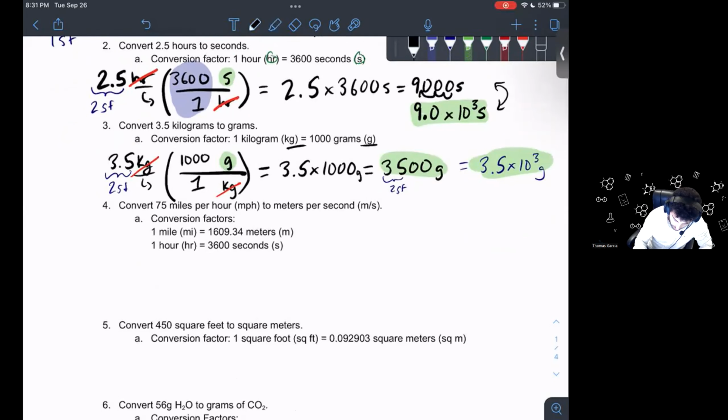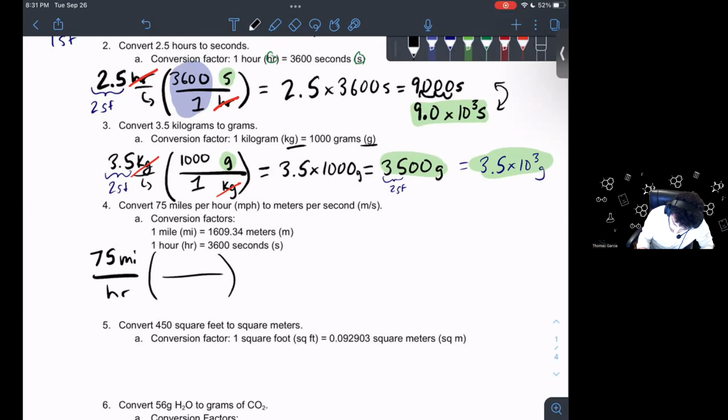All right, moving on to one of our more challenging questions: 75 miles per hour. We want to convert that to meters per second. I'll try to make this a little simpler in the way I write it. I'm going to say miles over hour. That's 75 miles per hour, which is not really the speed limit, but pretty close to it if you go on the 5 in California.